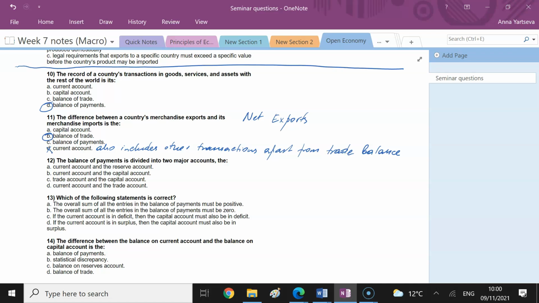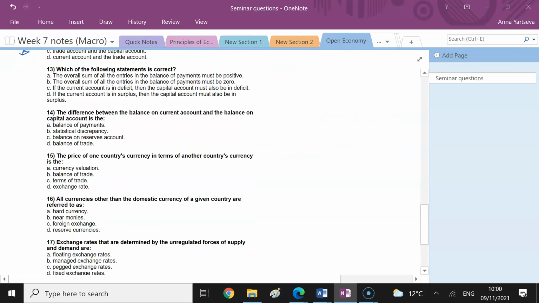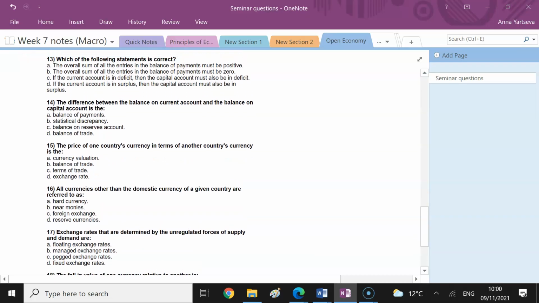Question 12. The balance of payments is divided into two major accounts, which are the current account and the capital account. These are the two major accounts. Apart from this, we have the official reserves account, and we also have the statistical discrepancy, which are two other parts of the balance of payments. Which of the following statements is correct? The correct answer would be B here.